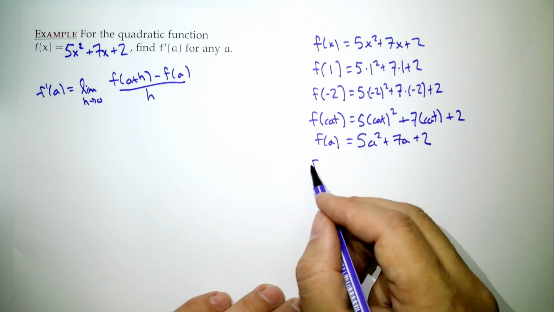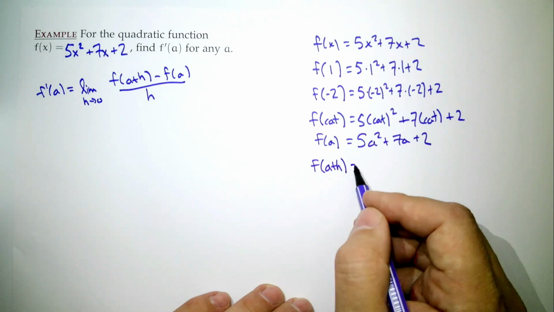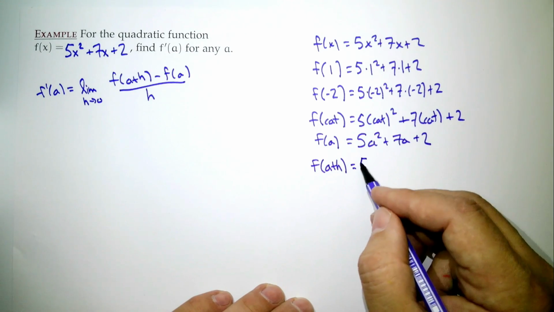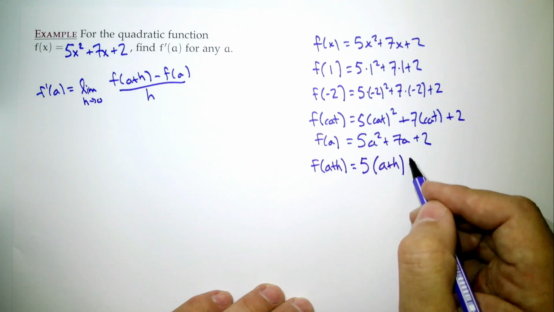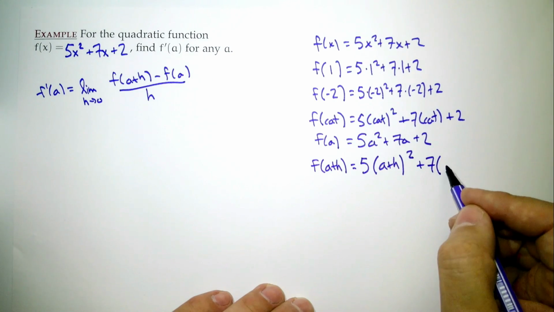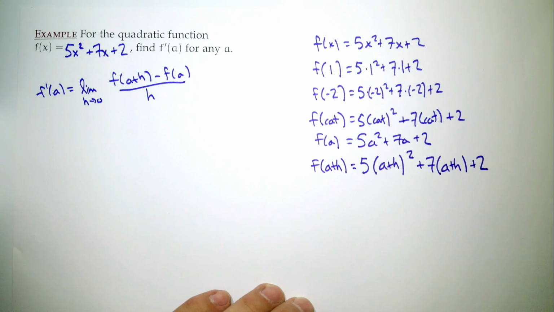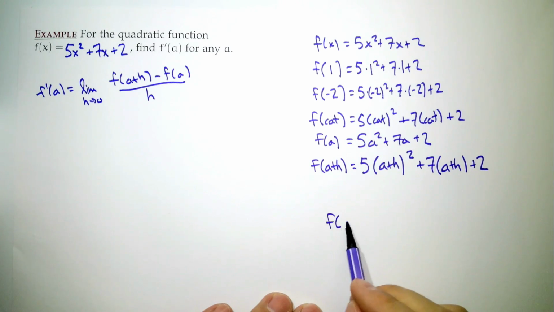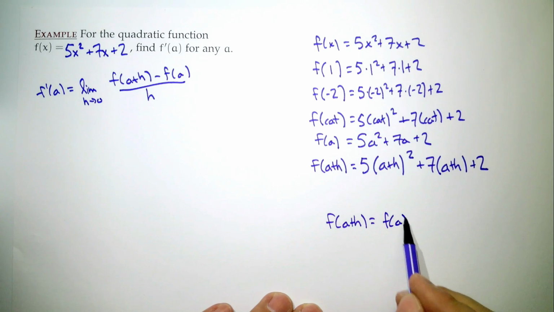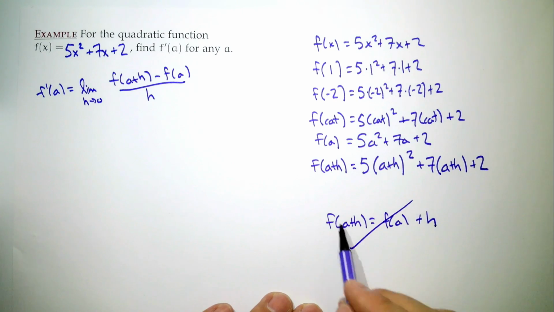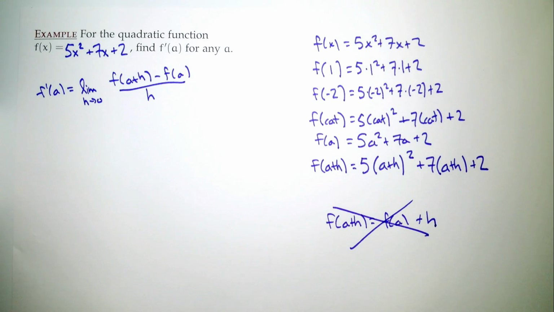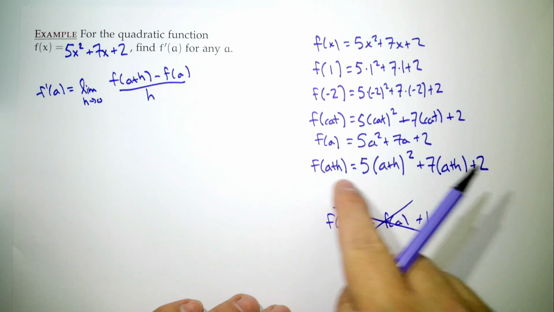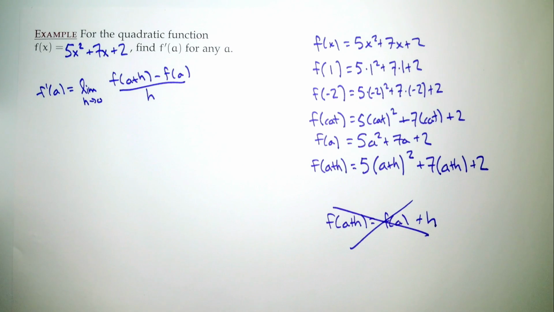So here's the point. What do you get when you plug in f of a plus h? What do you do? 5 times a plus h squared plus 7 times a plus h plus 2. A lot of people will say, oh, f of a plus h, well, that's easy, right? Isn't it the case that if I want f of a plus h, that's just f of a plus h? No, it's not. Be careful. Make sure you follow the rule. Once you have a function, whenever you're putting in your a plus h, everywhere where there was an x before, it becomes an a plus h.